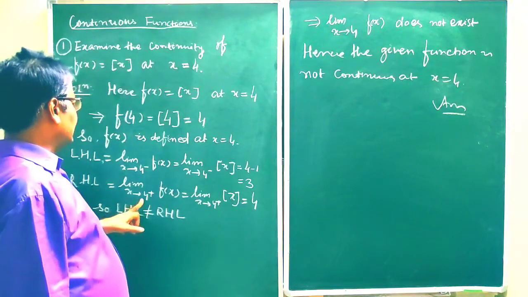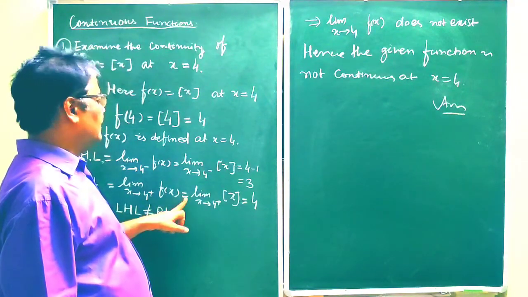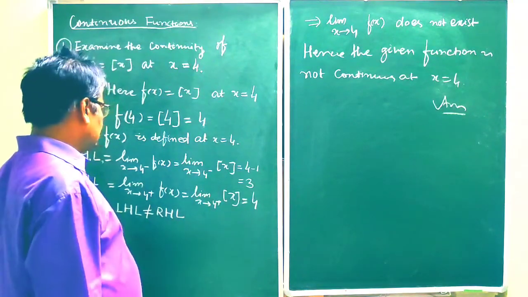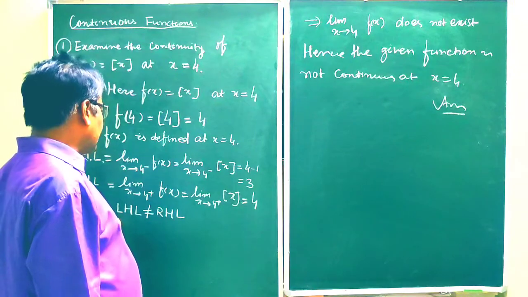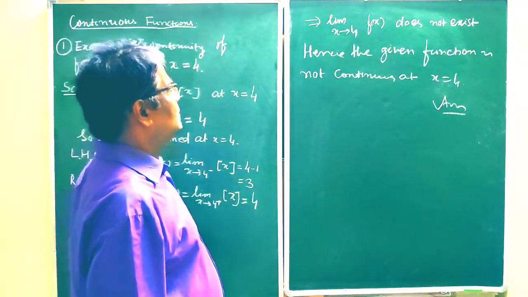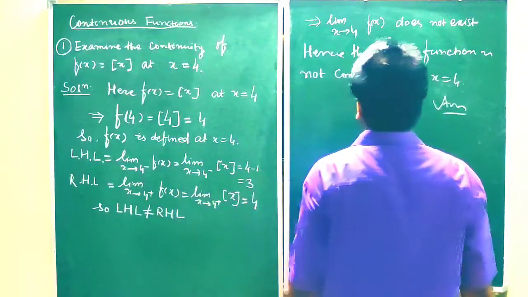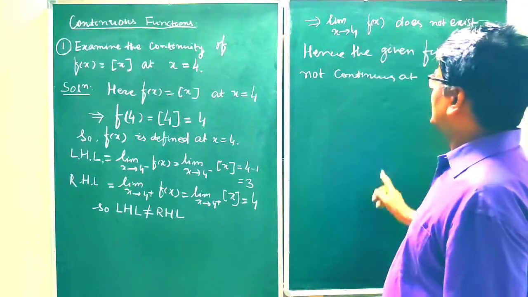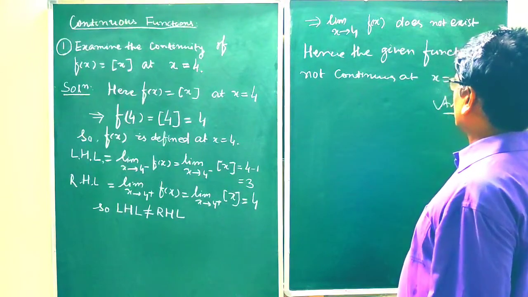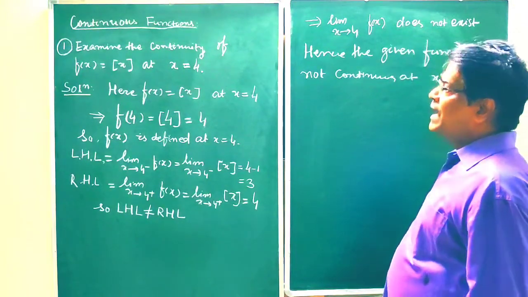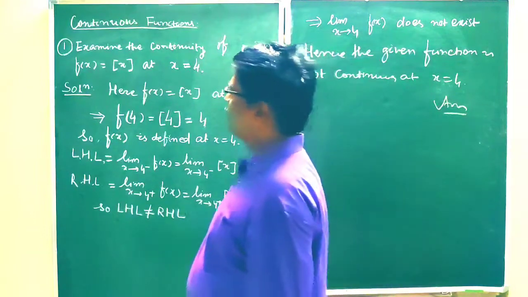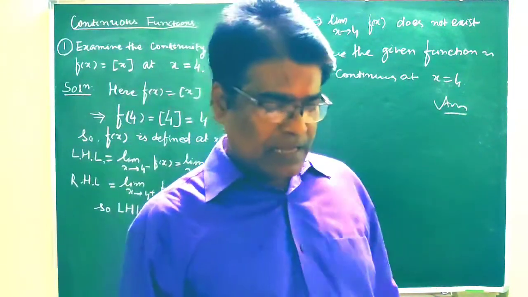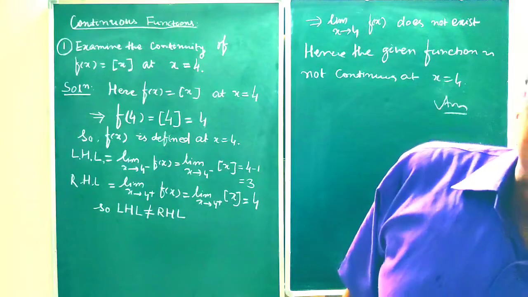Right hand limit, x tending to 4 plus f(x) is equal to limit x tending to 4 plus [x] is equal to 4. So left hand limit is not equal to right hand limit. This means limit x tending to 4 f(x) does not exist. Hence the given function is not continuous at x = 4. Now our first problem is solved. Let us proceed to solve the next problem.